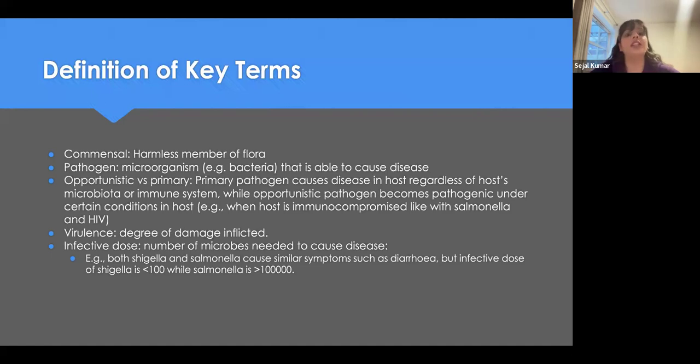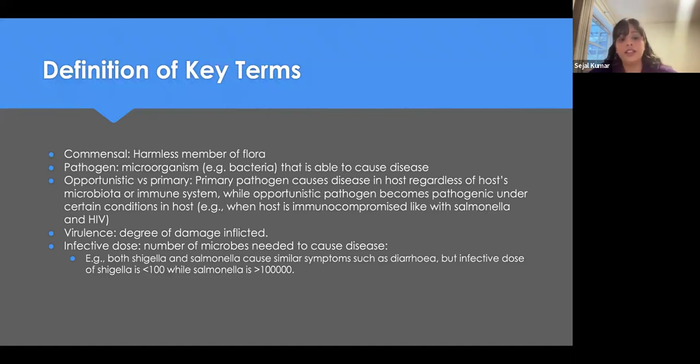Opportunistic versus primary infection. So basically, primary pathogens will cause disease regardless of the host environment, so internal environment, while opportunistic pathogens will only become pathogenic when there are certain conditions in the host. So, for example, the most common I think is when the host is immunocompromised, like with Salmonella and HIV. HIV is a virus, but I'm just adding that in because a pathogen isn't necessarily a bacteria. It can be a virus or other things as well.